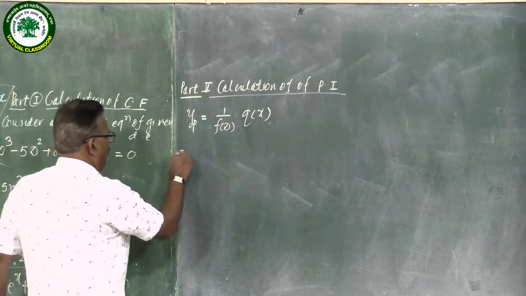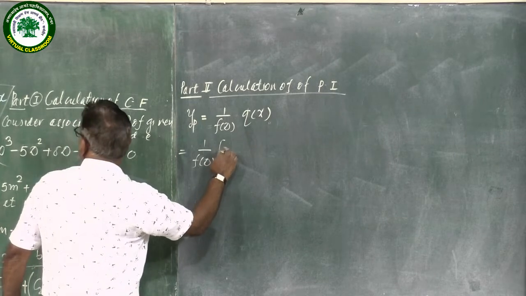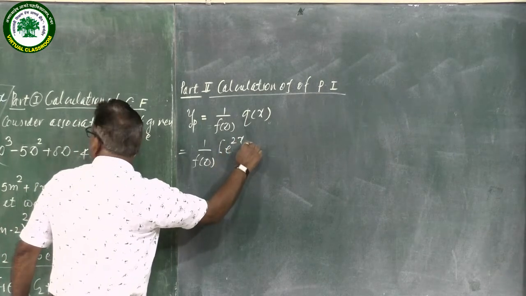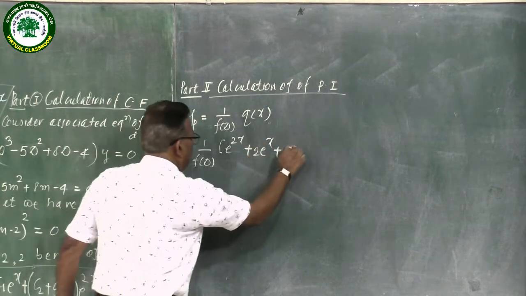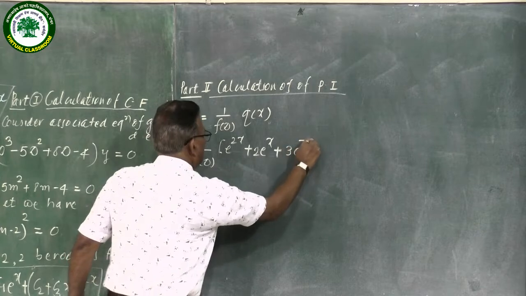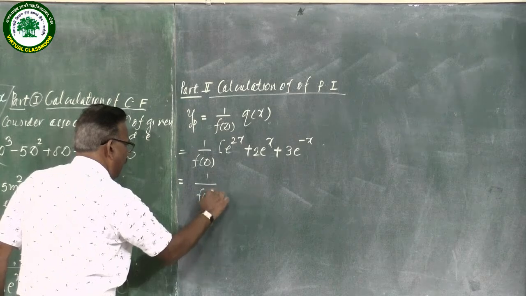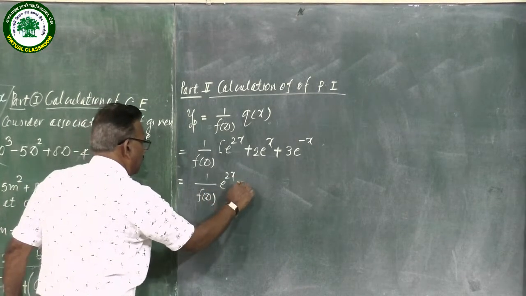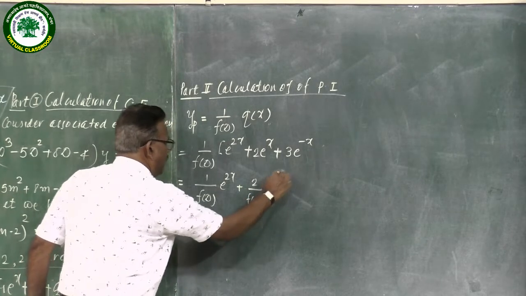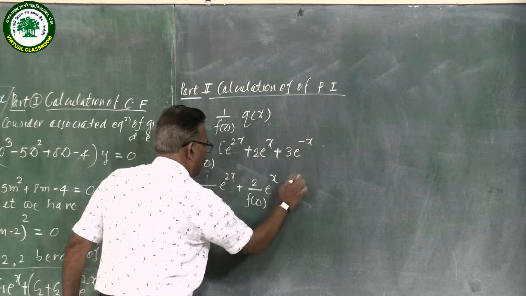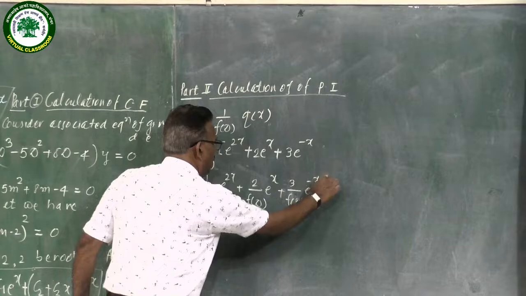Therefore, 1 over f of D, which is split into 3 parts, is equal to e raised to 2x plus 2 into e raised to x plus 3 into e raised to minus x, which will be written as 1 over f of D e raised to 2x plus 2 upon f of D e raised to x plus 3 upon f of D e raised to minus x.